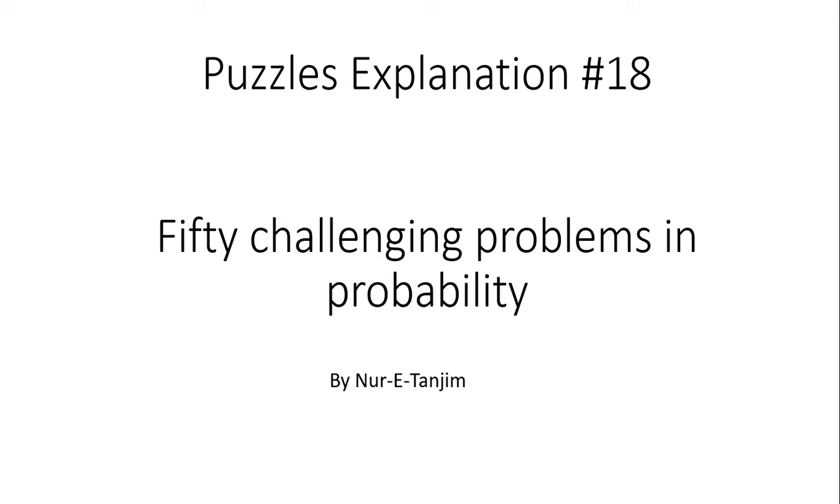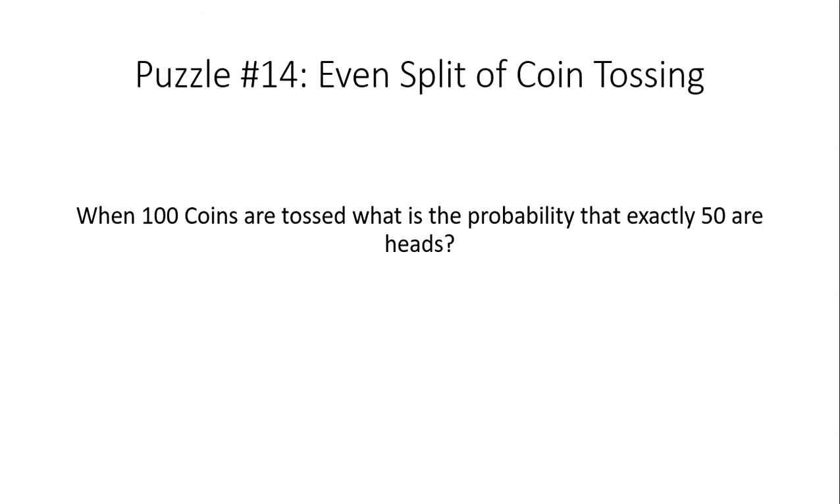Hello. So in this video, I'm going to explain puzzle 18 from the book Fifty Challenging Problems in Probability. The title of the problem is Even Split of Coin Tossing, and the problem states that when 100 coins are tossed, what is the probability that exactly 50 are heads? So it's like an even split situation.